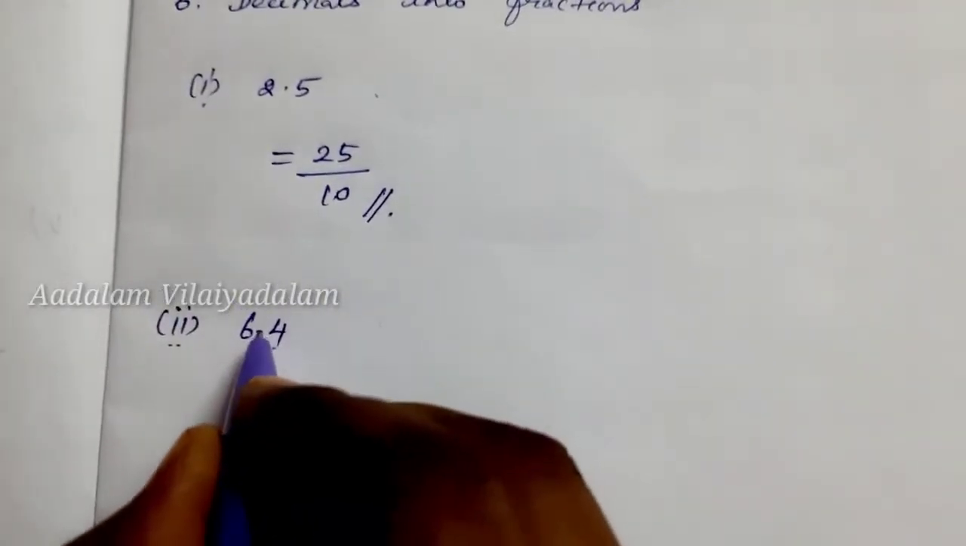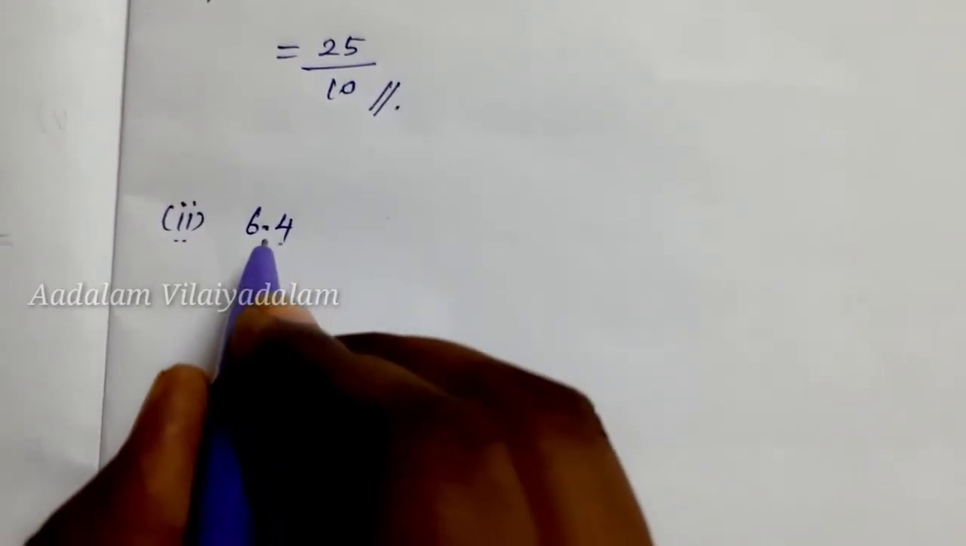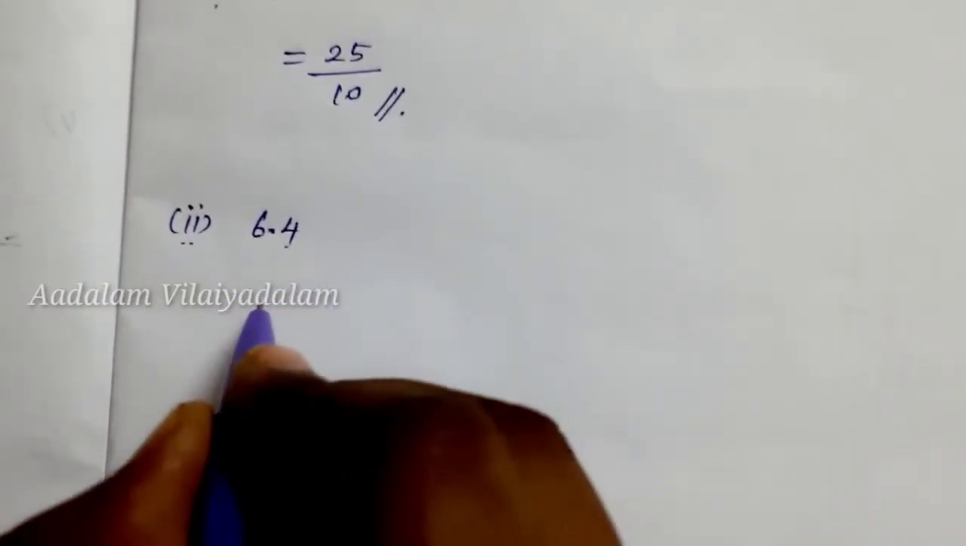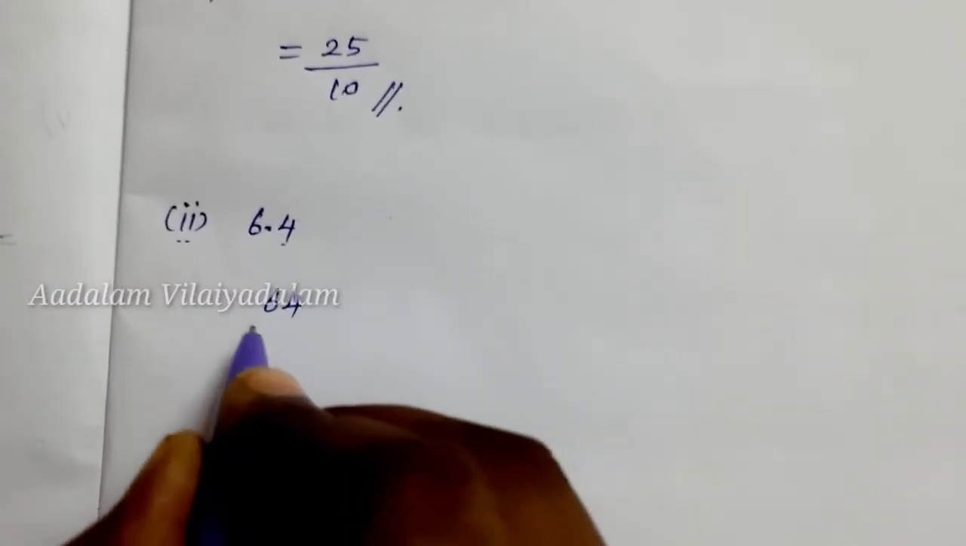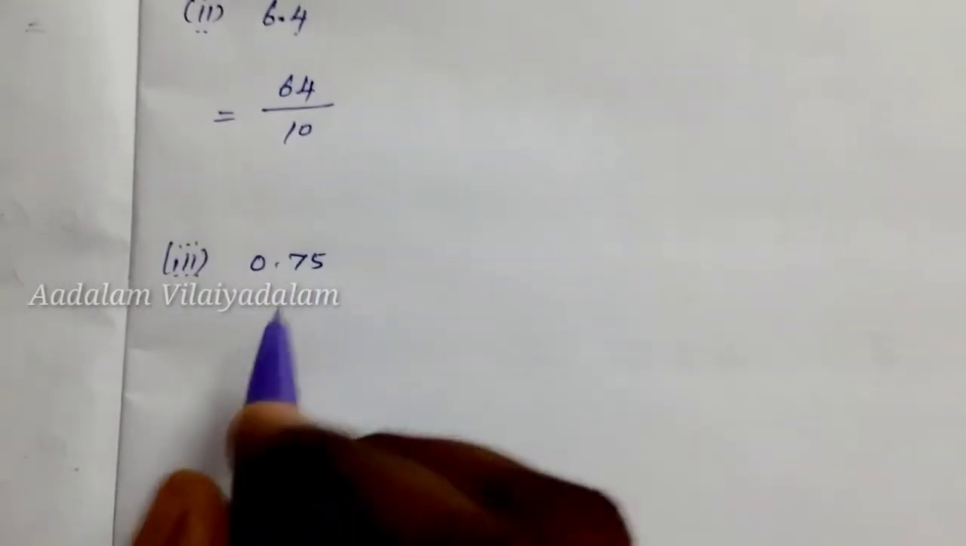In the same way, here there is only one digit after the decimal point. So write the number without the decimal point and then put 10 in the denominator. Here you see, this is the required answer.